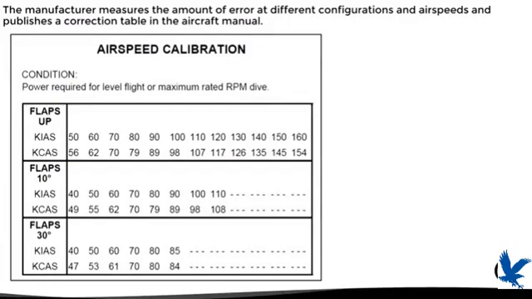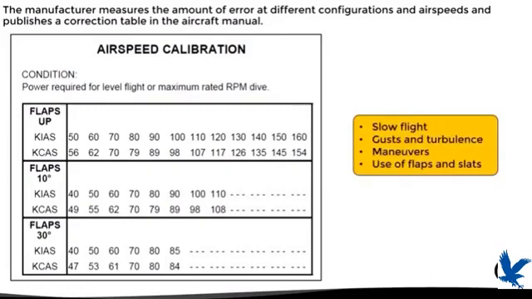However, we will see this a little more in detail in the specific video about the airspeed indicator. But in summary, we must bear in mind that we are going to have slight errors in the indication of airspeed when performing maneuvers such as slow flight, flying in gusty or turbulent conditions, or when using flaps or slats. With this being said, we finish with the pitot tube cover.